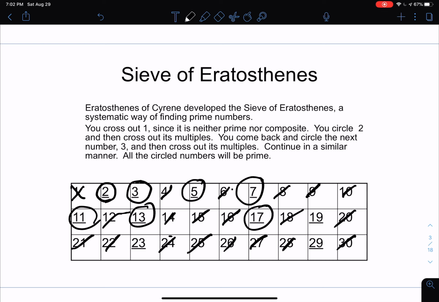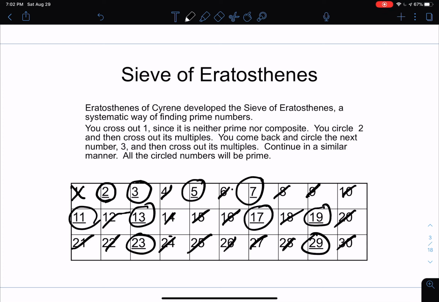So 19 has to be prime. And of course, 19 times 2 is 38, which is going to be off the chart. So every single remaining number available here is prime. So you now have all of the prime numbers from 1 to 30: 2, 3, 5, 7, 11, 13, 17, 19, 23, and 29.